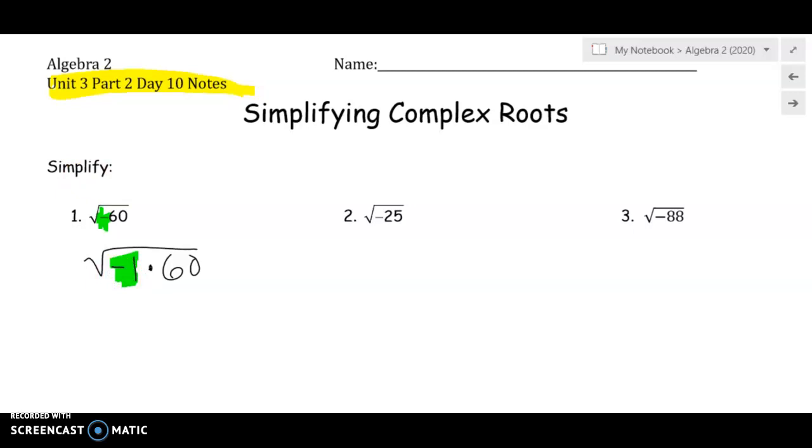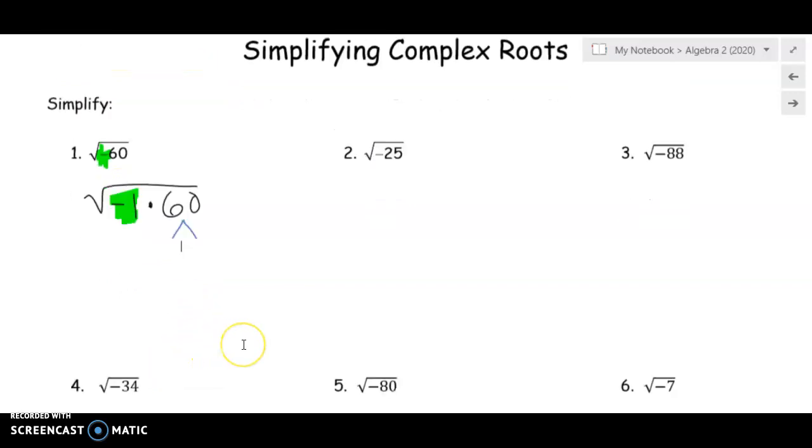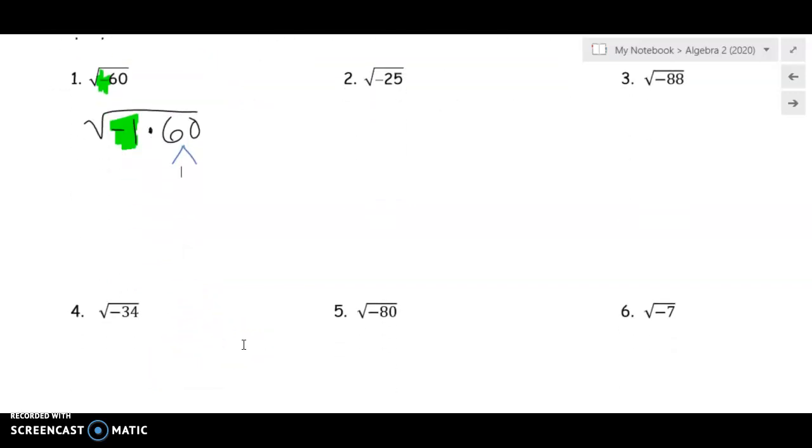Then from here, I'm going to do my normal stuff and do my factor tree. What two numbers multiply to 60? The first thing I think of is 6 times 10. Then I break apart 6. What multiplies to 6? 3 times 2. Then I break apart 10. What multiplies to 10? 2 times 5. 3 is as low as it can go, 2 is as low as it can go, and 5 is as low as it can go.